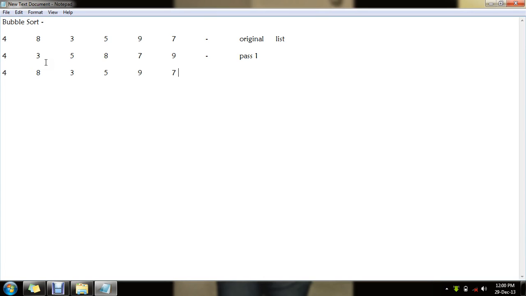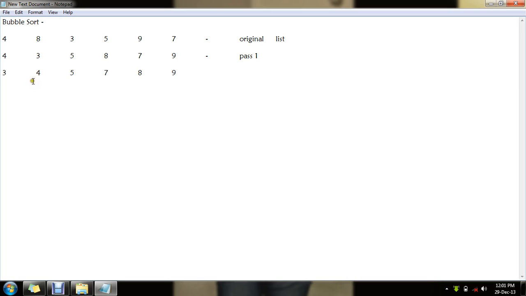Now the same is done for the second pass. If we take the same list again, for the second pass, 4 is compared with 3. Now as 4 is bigger, 3 and 4 are interchanged. Now 4 is compared with 5. 5 is bigger, the list remains as it is. 5 is compared with 8. List remains as it is. 8 is compared with 7. Now as 8 is bigger than 7, the positions get interchanged.